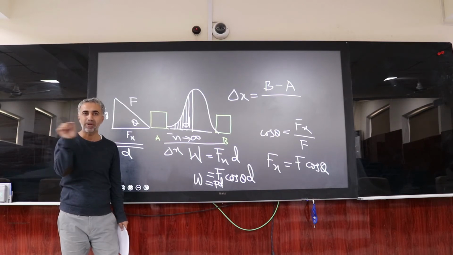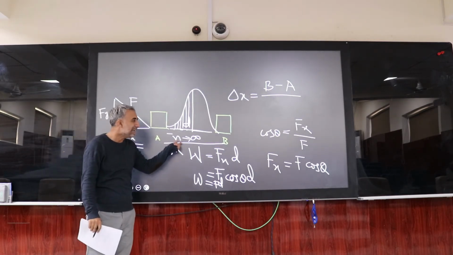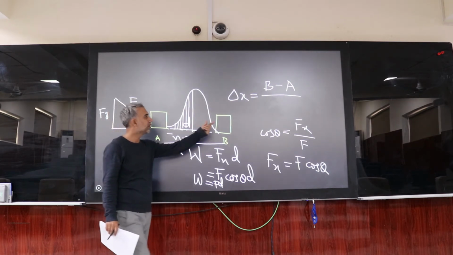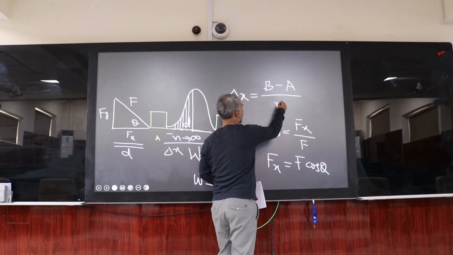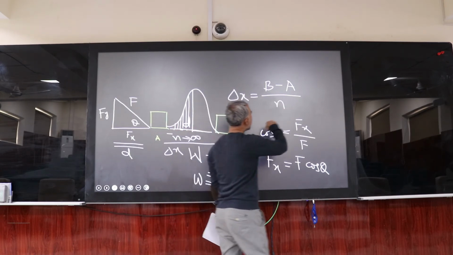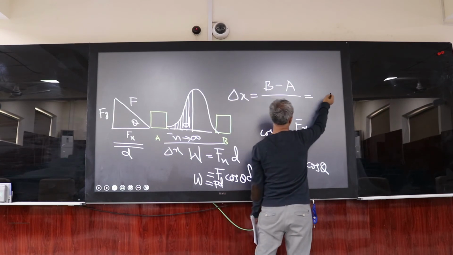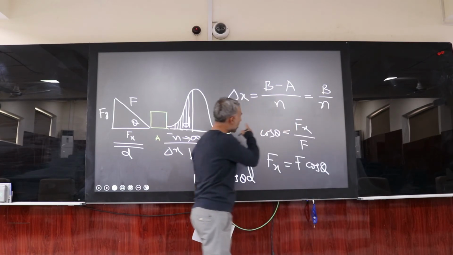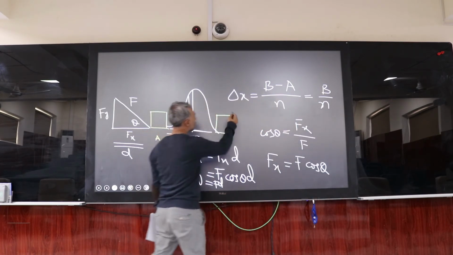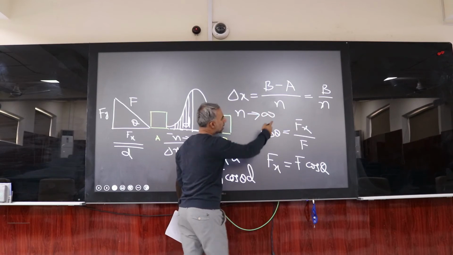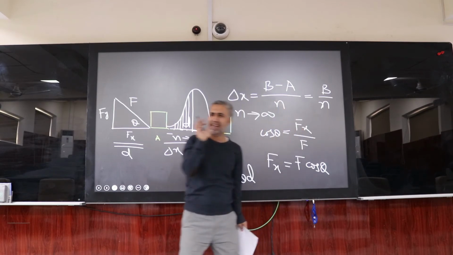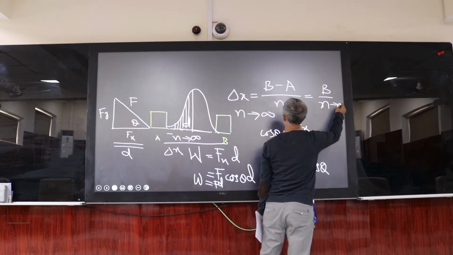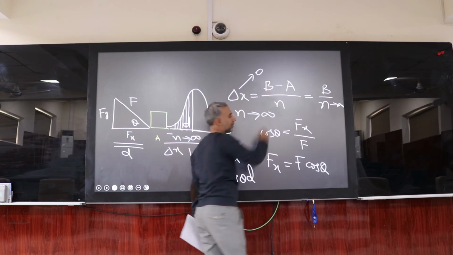If I want to decrease the scale, and this is n, infinite, for better accuracy, for better precision, you will divide by n. And A is 0, so this is B over n. And once n approaches infinity, not exactly infinity, please try to understand, n approaches infinity, then this delta x approaches 0.